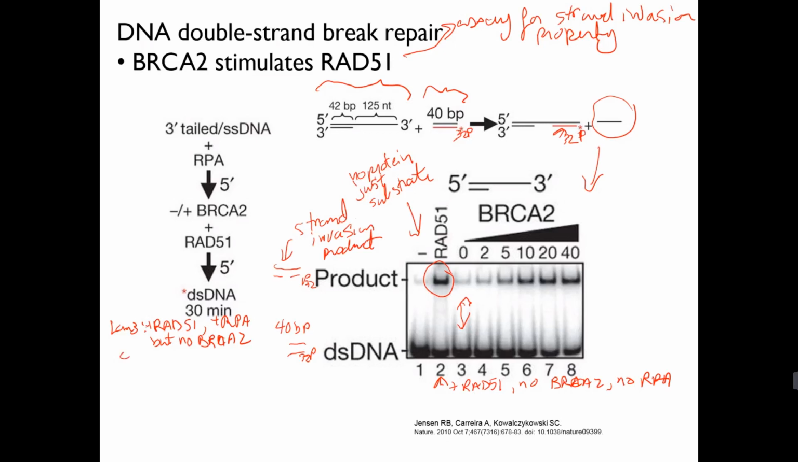So we can write that down. RPA inhibits activity of Rad51. And so you can predict that if you coat the single-stranded DNA with RPA, you then prevent Rad51 from associating with it, and then Rad51 can't catalyze the strand invasion.